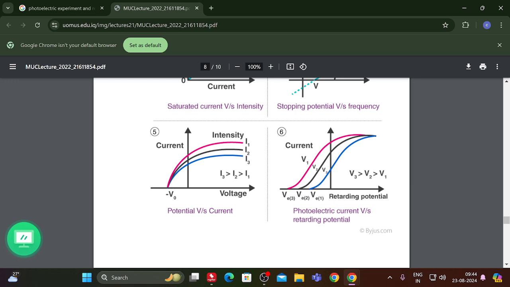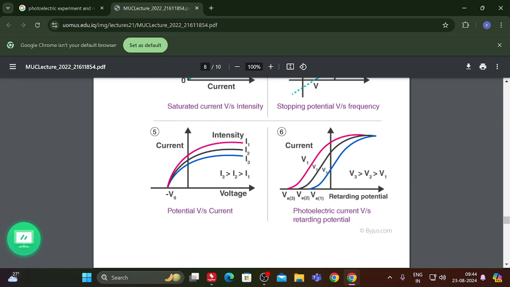Stopping potential, or retarding potential, or cutoff potential is changing. Which is having more cutoff potential? More frequency. Okay. Whether this graph is correct? No, this is wrong, I think.